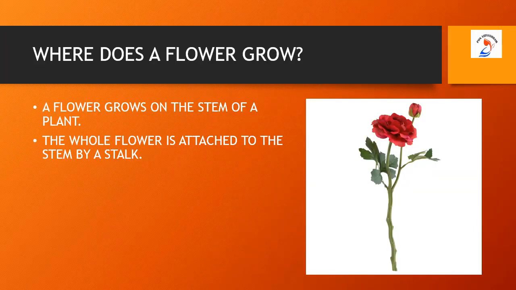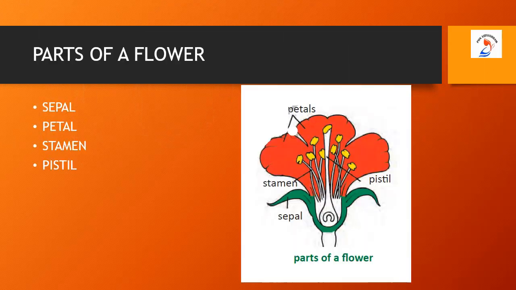Where does a flower grow? A flower grows on the stem of a plant. The whole flower is attached to the stem by a stalk. Now we will see the parts of a flower. What are the main parts of the flower children? Can you observe the picture? We have four main parts of the flower. They are sepal, petal, stamen and the pistil.